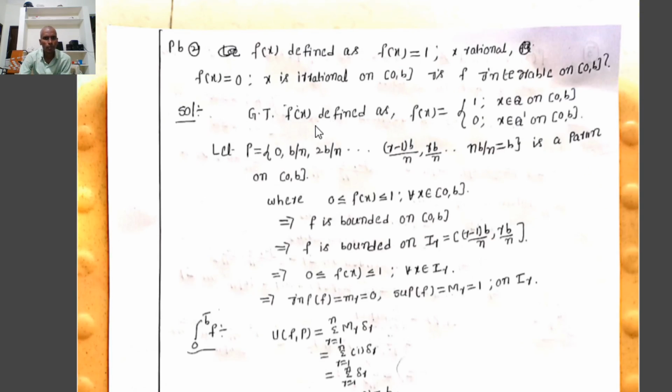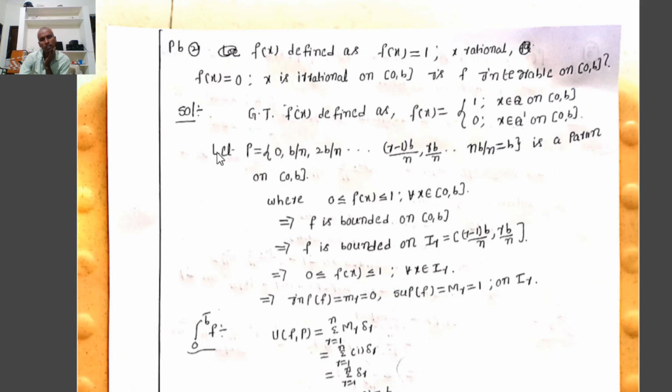We are given that the function f of x is defined as f of x equal to 1 such that x is rational, meaning x belongs to Q, on closed interval 0 comma b. Second, f of x equal to 0 such that x is irrational, meaning x belongs to Q dash, on closed interval 0 comma b. Therefore f of x is defined as 1 such that x belongs to Q, and 0 such that x belongs to Q dash, on closed interval 0 comma b.